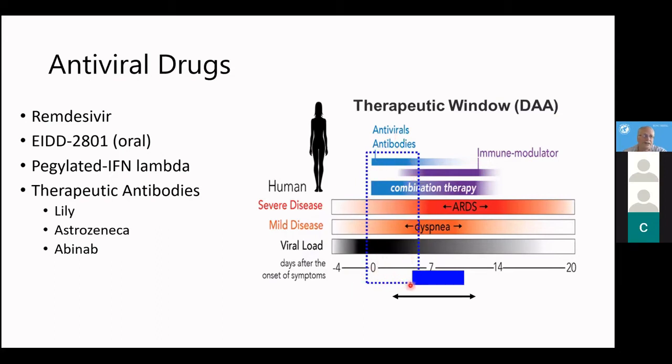Remdesivir, which is given by IV following hospitalization, really is at the end of that therapeutic window, and we need to extend it to earlier times, either by the development of oral direct-acting antivirals like EIDD-2801, which is currently in phase 2 testing and for which we did all the preclinical work, or in combination with anti-inflammatories, which we're studying as well. So this just gives a quick summary of what we've done in terms of the preclinical development of remdesivir, 2801, pegylated interferon lambda, and a variety of therapeutic antibodies from different companies.